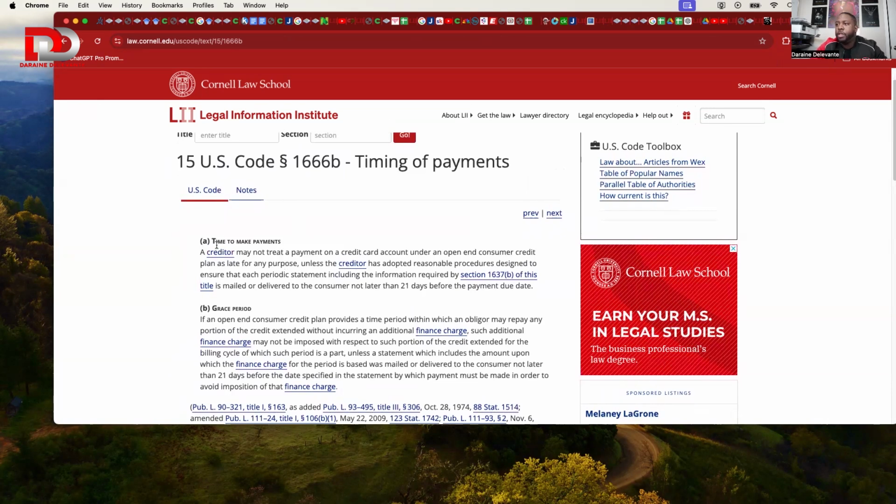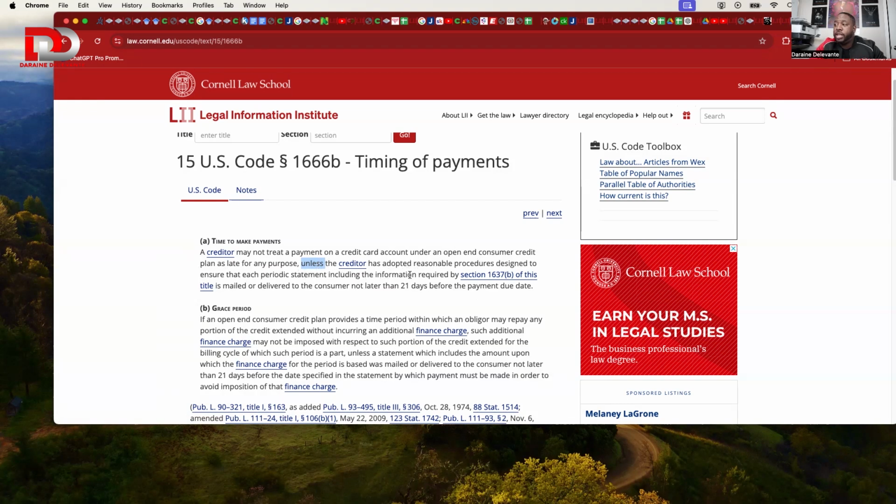And you'll see here, a creditor may not treat a payment on a credit card account under an open-end consumer credit plan as late for any purpose. So they cannot treat it late unless, right? Unless they do these things, they cannot treat the payment as late. So the creditor has adopted reasonable procedures designed to ensure that each periodic statement, so there must be periodic statements being sent out. That's the first thing.